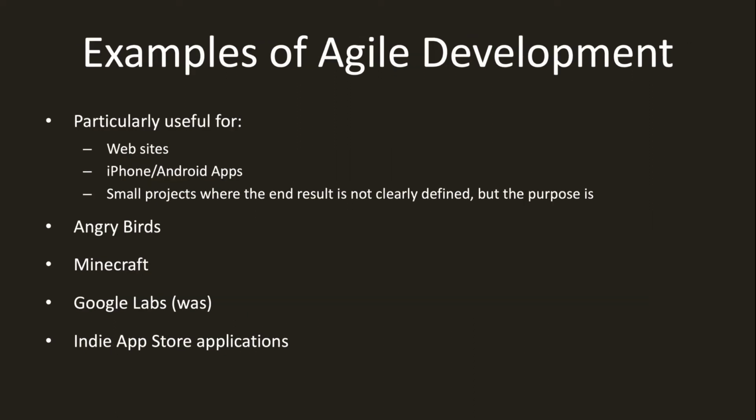So I've talked about Foursquare, but it's also particularly useful for websites. You'll find that a lot of mobile phone apps are created in this particular way. It's very useful if you have an idea, but the end result's not clearly defined. So you can sort of move in a particular direction and try things out. Famous examples like Angry Birds was very agile. Minecraft was agile as a small team working in Sweden. Google Labs, which no longer really exists, was an example. Almost any indie app store application is going to be largely an agile development environment. And you find that agile teams exist within larger teams anyway as they build different sorts of APIs and things like that.